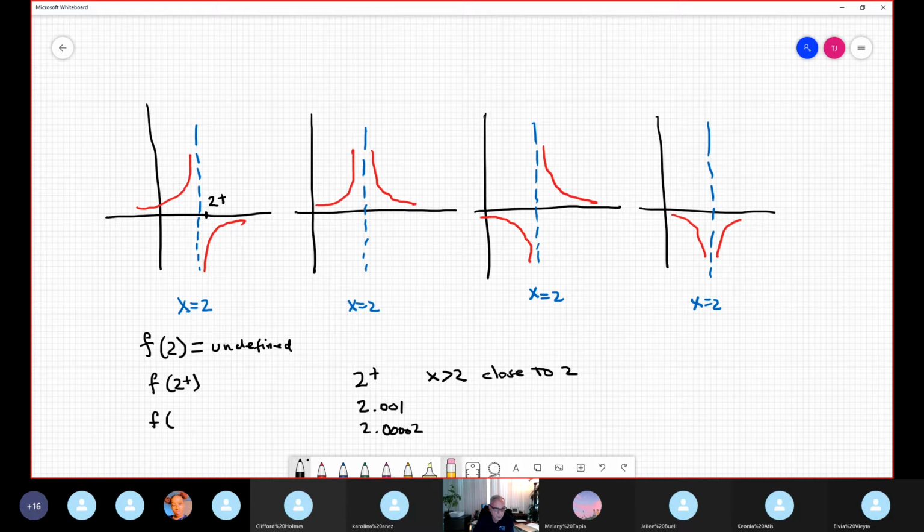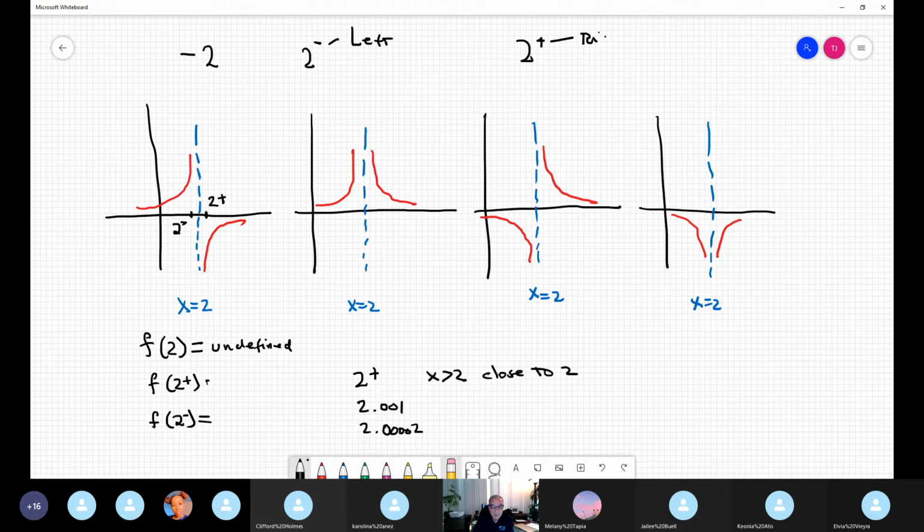However, f at 2 minus is in the left direction here. 2 minus. Don't confuse it. It's not minus 2. It's 2 plus, 2 minus. And this minus indicates left, and the 2 plus indicates right. In both cases, in this example, 2 is positive.